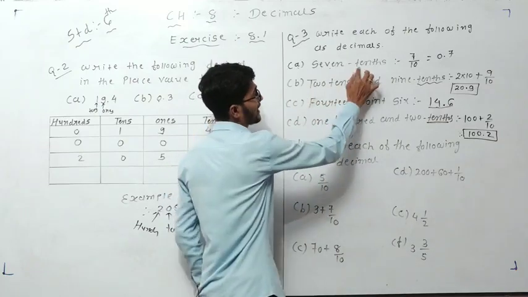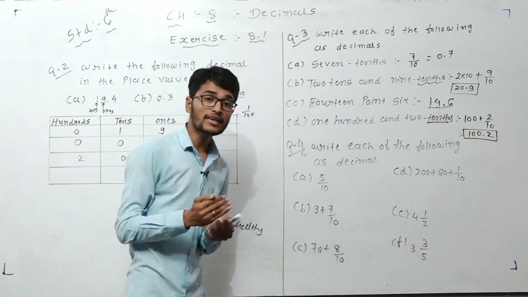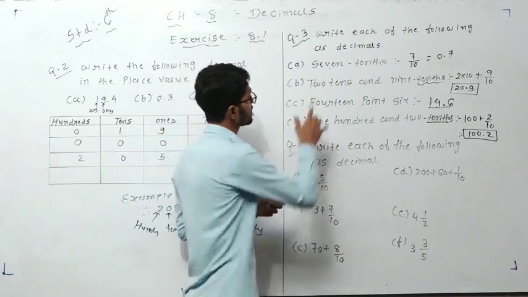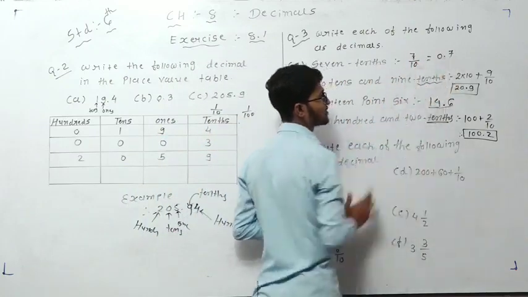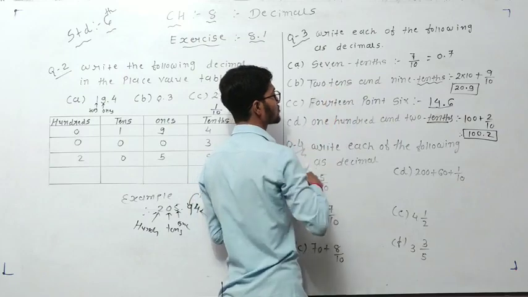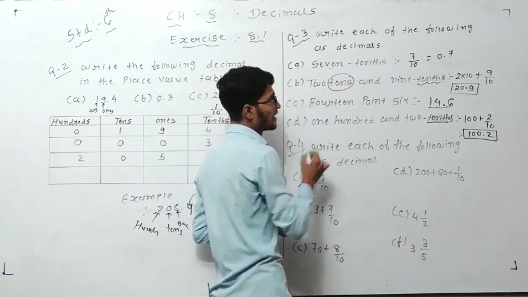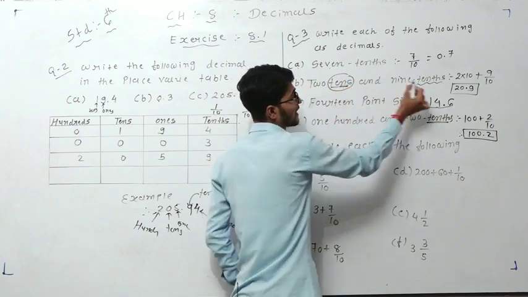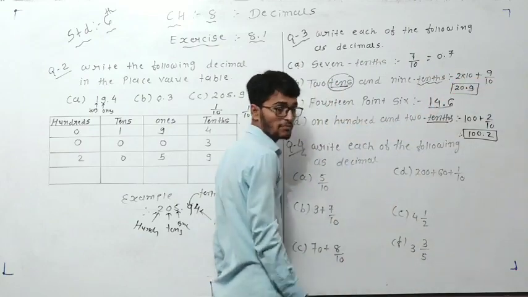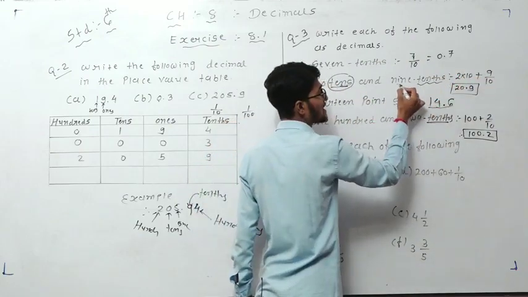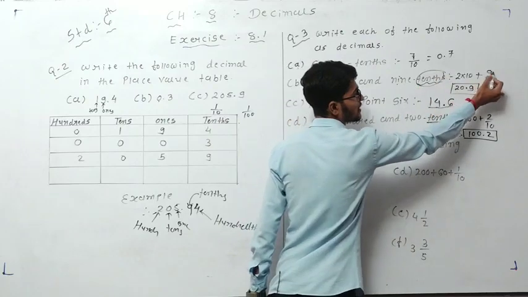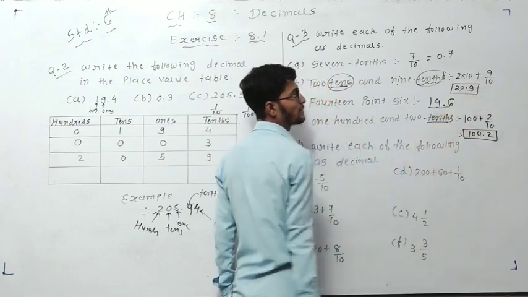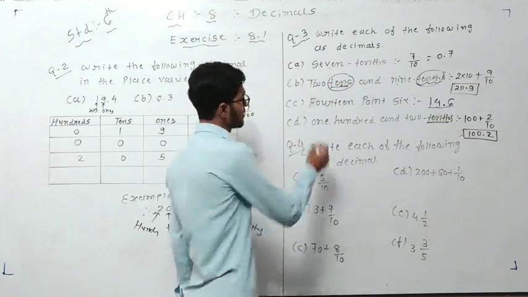Clear? One more time. Tenths means 1 by 10. Hundredths means 1 by 100. Thousandths means 1 by 1000. So here 7 tenths, so 7 by 10 means 0.7. Same for 2 tens. Tens means multiply by 10, and tenths means divided by 10. So 2 tens, 2 multiplied by 10, and 9 tenths, this is 9 divided by 10. So 2 multiplied by 10 means 20. 9 by 10 means 0.9. So 20.9. Third one is easy, 14.6.